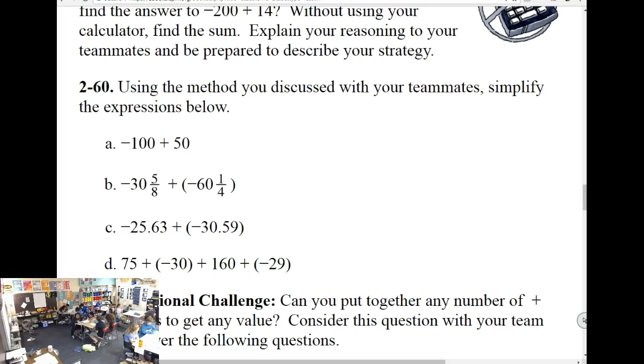Oh, negative 50. Not 25. I got another answer. You're fast.